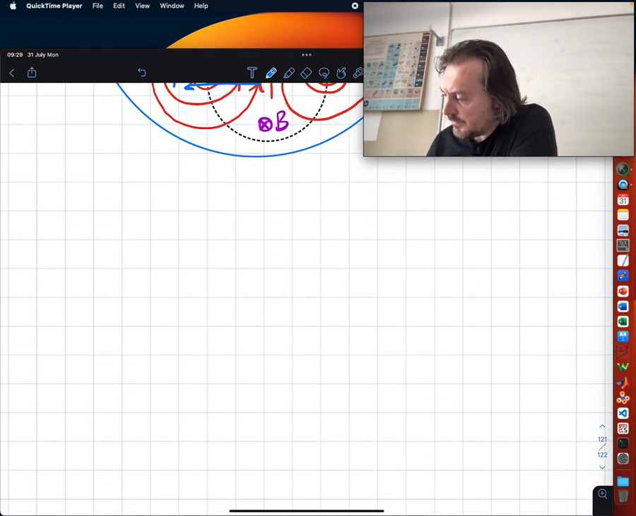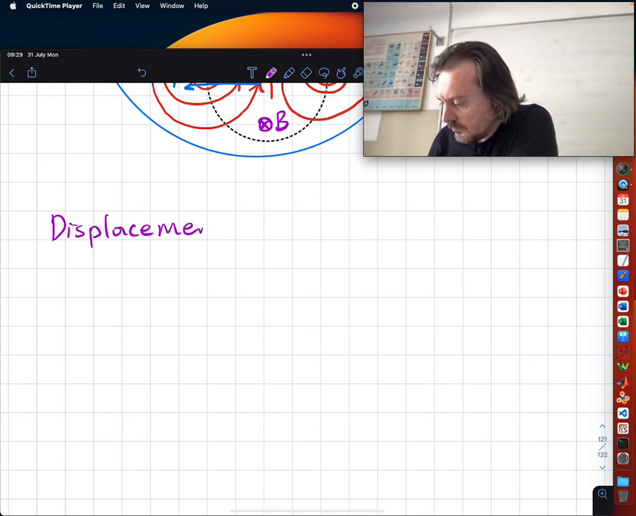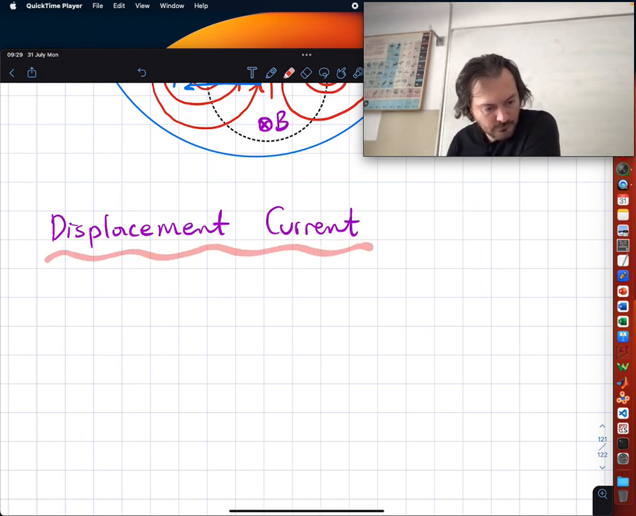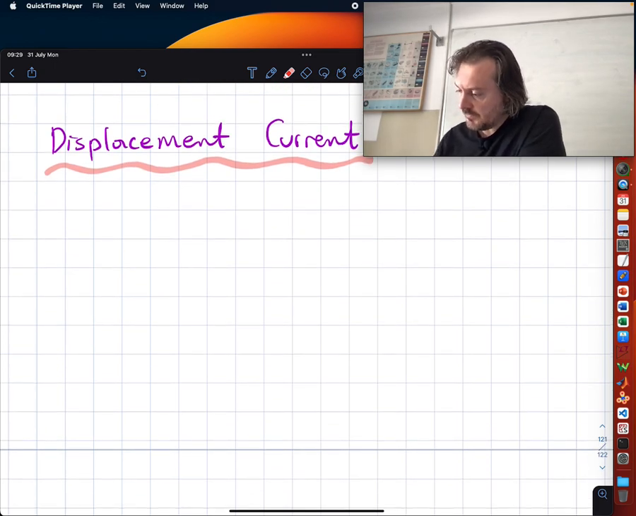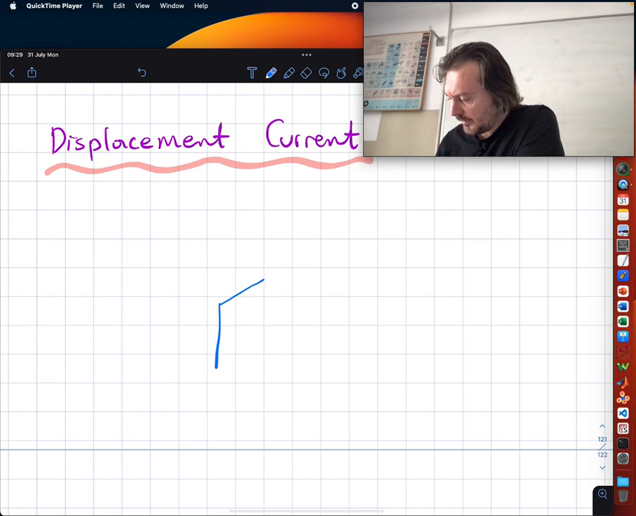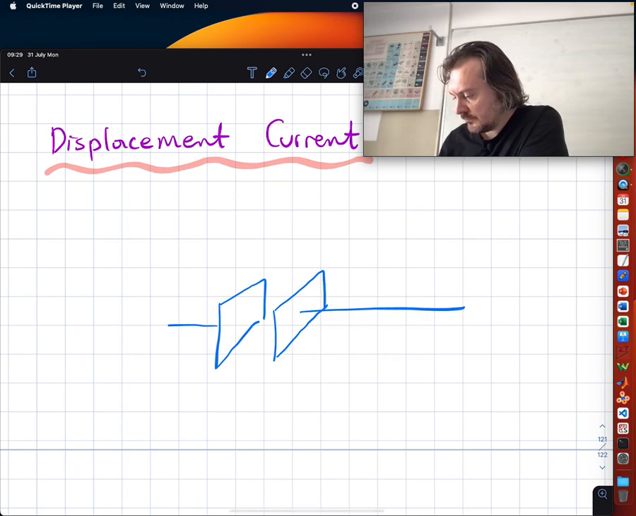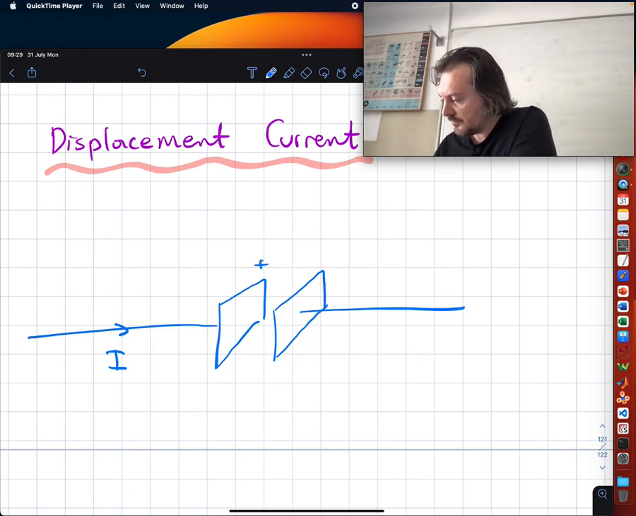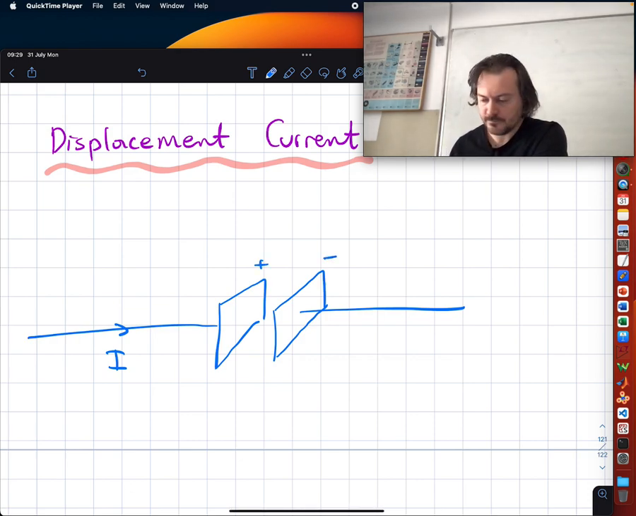Let's talk about displacement current. Now, I want you to imagine a capacitor being charged. It's a parallel plate capacitor like this, and there is some current going in, and it gets charged. This one gets plus, this one gets minus.